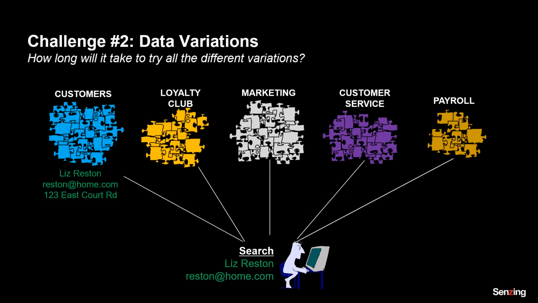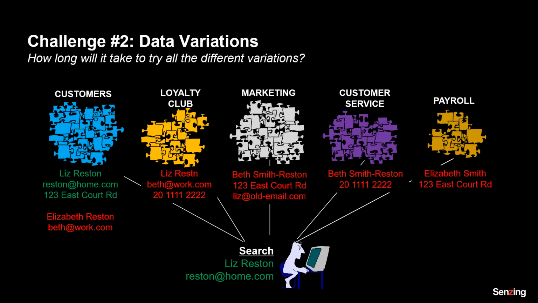The second challenge, data comes with a myriad of variations. Finding this record in the customer database is no problem. But what about this Elizabeth Reston with a different email address? The person searching is likely to miss this record unless they remember to search for Elizabeth in addition to Liz. Will they be able to locate the loyalty club record with the misspelled last name? How about the maiden name variations in these databases? Organizations are going to miss these records.